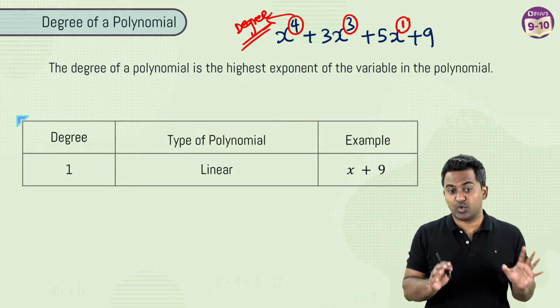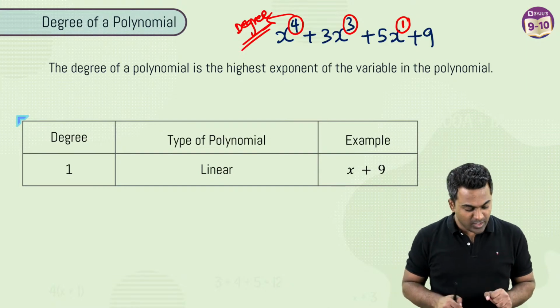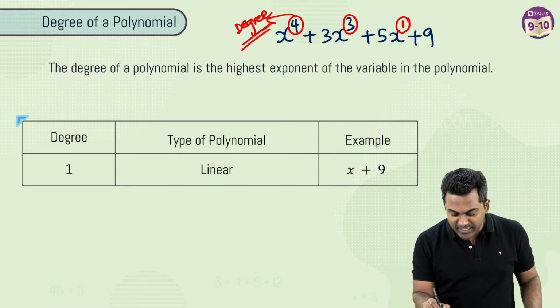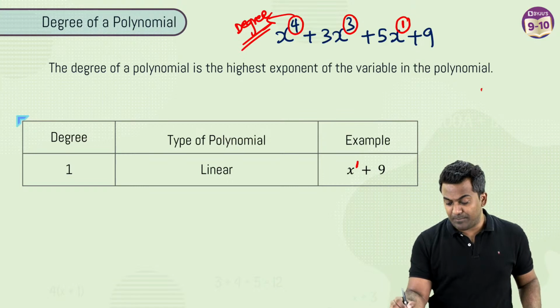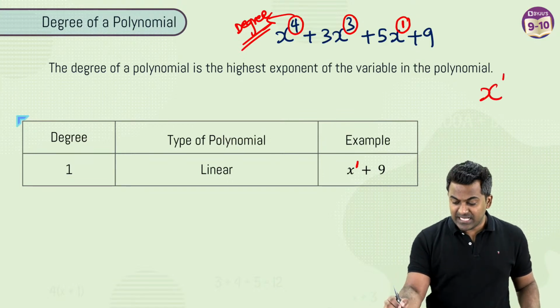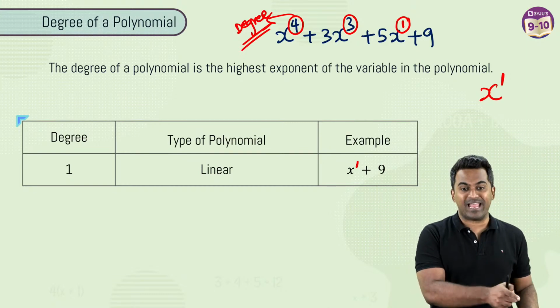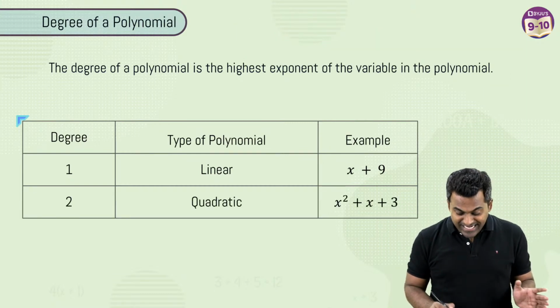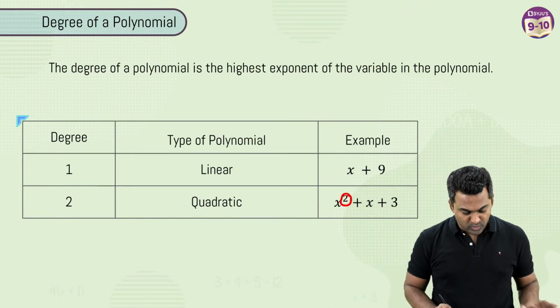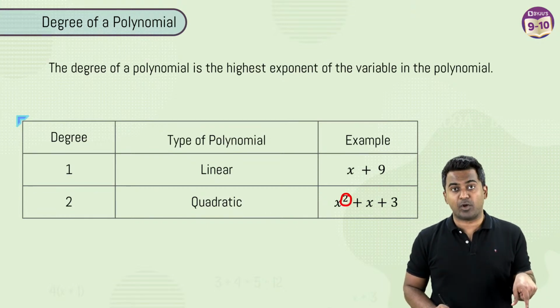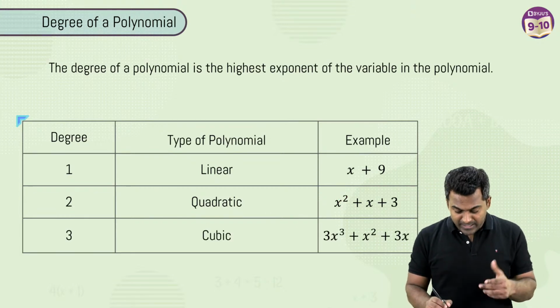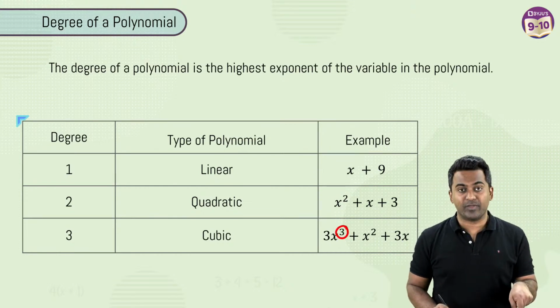Okay, so now you've understood what the degree is. Well done. The degree is 4. So linear, x means what? I repeat that again. When you are simply writing a variable x, it means the power is 1. So that's the reason why linear will have degree 1. Quadratic, you see, the power is 2, so that's why the degree of a quadratic polynomial is 2. Cubic, as you can see, the degree is 3, right?